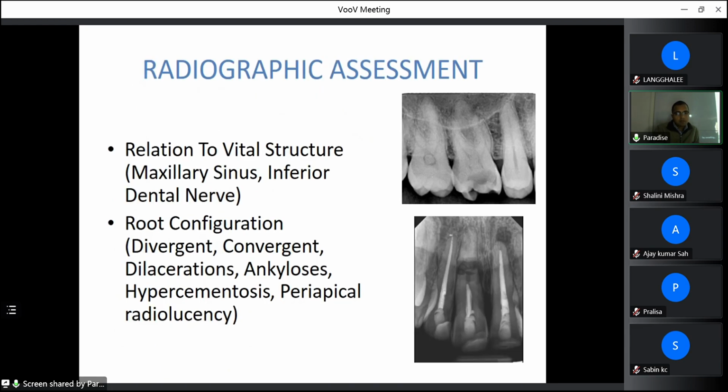Radiographic assessment: always when you are planning for extraction of a tooth, you must take a radiograph, because in case of the maxillary sinus, the posterior tooth may have entered into the maxillary sinus. Especially in old age patients, as the age increases, due to pneumatization of the maxillary sinus, the size of the sinus increases and the root of the tooth may be present inside the maxillary sinus. So in such cases, if you don't take a radiograph and you extract the tooth, it will lead to oroantral communication.